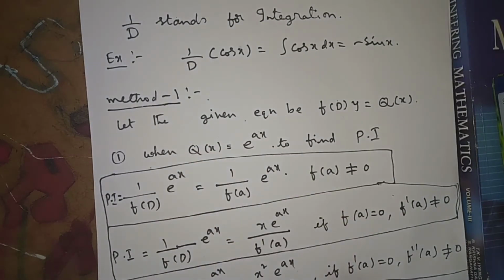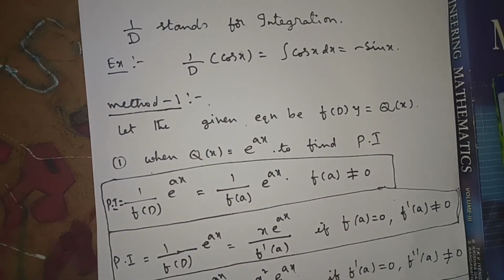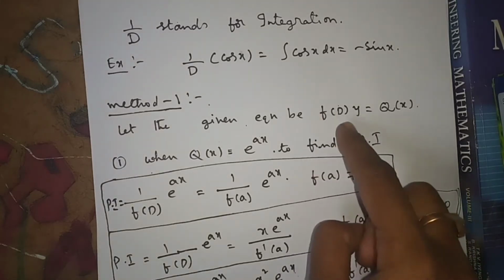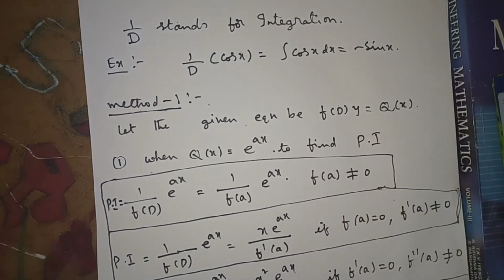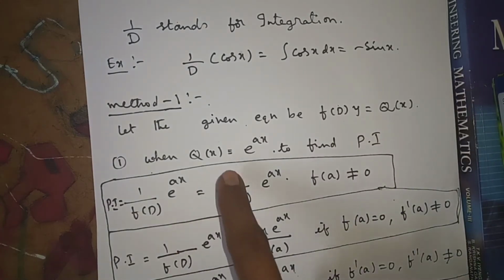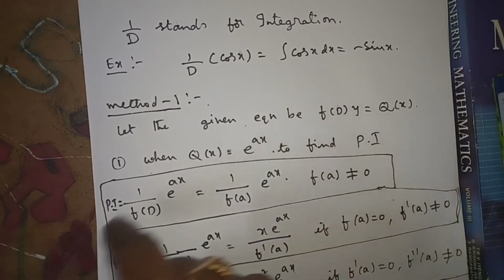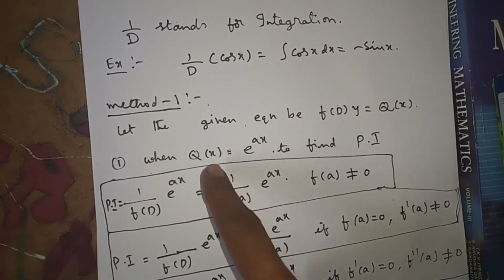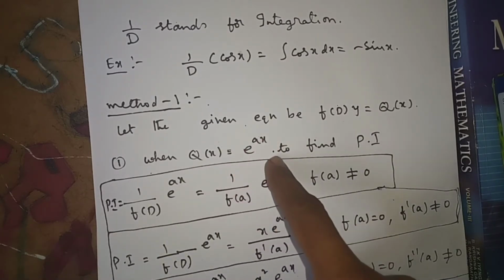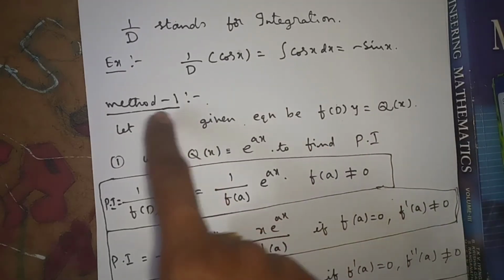Now first method, method 1, to find the particular integral. What is the method 1? There are 5 methods. Now let the given equation be in the form of f of D into y is equal to Q of x, where Q of x is in the form of e to the power of ax. When Q of x is equal to e to the power of ax, we have to use the method 1.